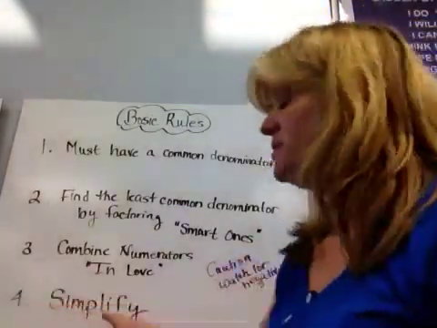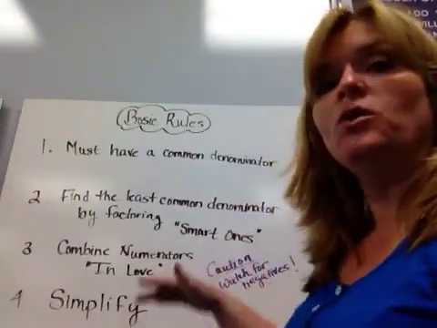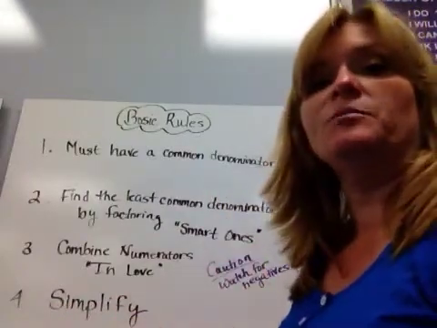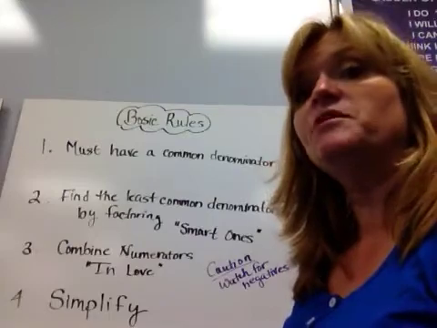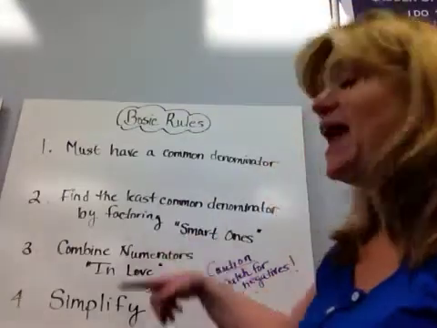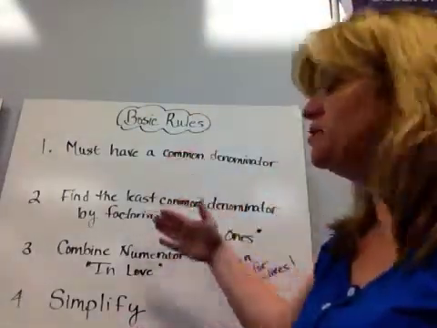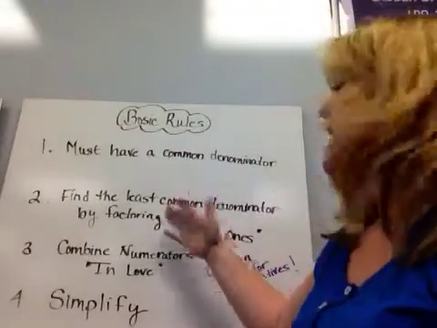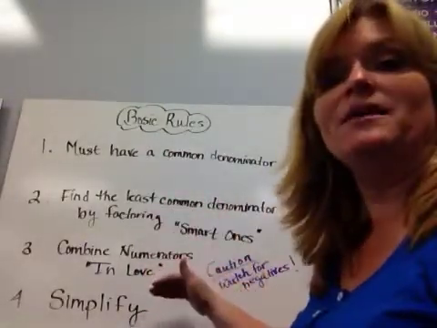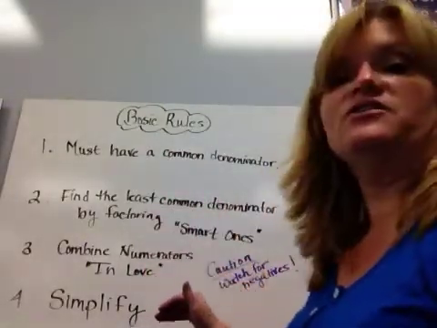The last step is simplifying. This is totally opposite of what we did when we multiplied and divided fractions. We could simplify right off the bat. Here, it's your last step. We have to make sure it has a common denominator, and then we have to make sure that we've combined them, and then we factor to simplify at the end.